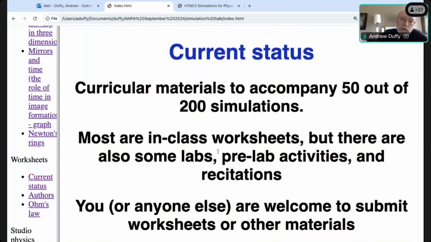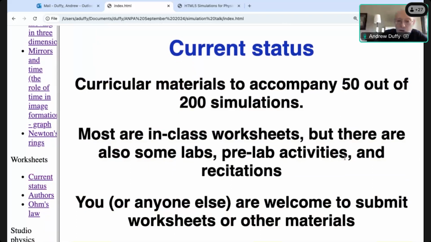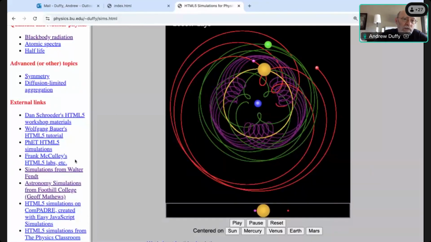Most of these are in-class worksheets, but we have labs, pre-lab activities, and discussion or recitation activities. And we're crowdsourcing this. So if you felt like you wanted to make a worksheet for one of our simulations, you are welcome to do that. And feel free to send it in, and I can post it on the site.